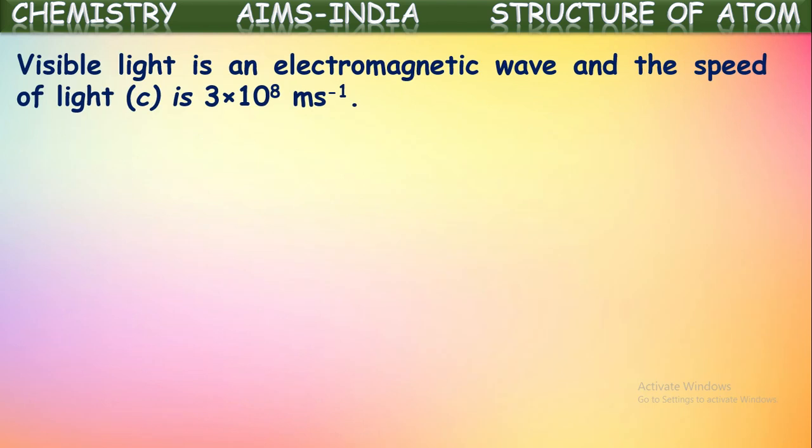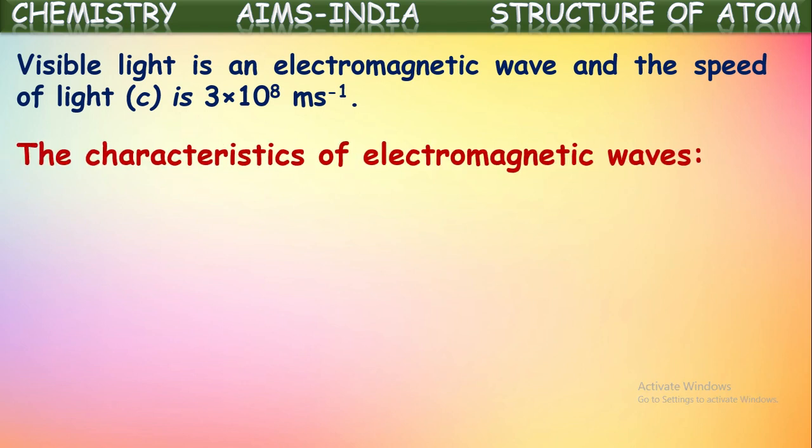Visible light is an electromagnetic wave, and the speed of this visible light is 3 into 10 to the power of 8 meters per second, or 3 into 10 to the power of 10 centimeters per second. So in this way, visible light is also an electromagnetic wave which travels with a speed of 3 into 10 to the power of 8 meters per second. Now let us see here the characteristics of these electromagnetic waves, just like the visible light.